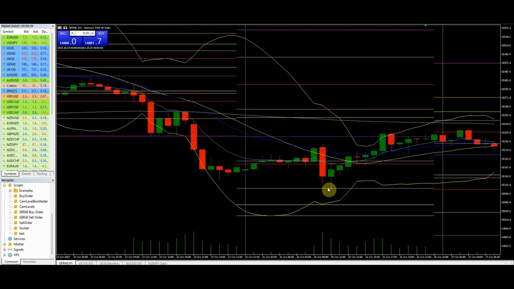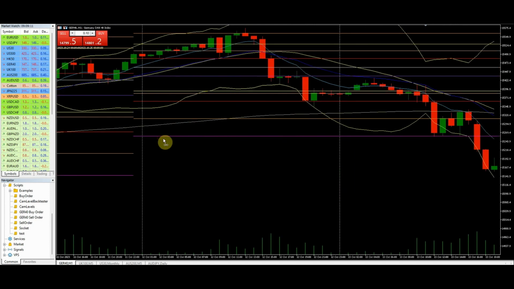This day here, we did bounce off the S1. That was at the open. That was a very good trading day. We got all the way to the pivot. A good target though is maybe just the close.